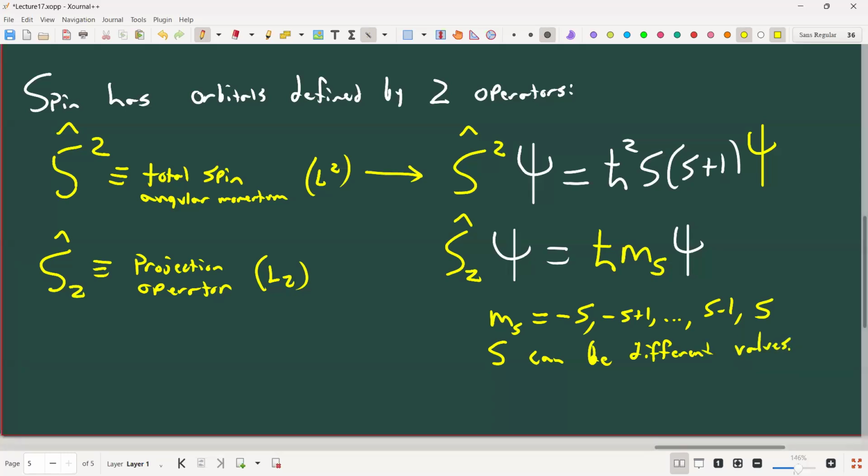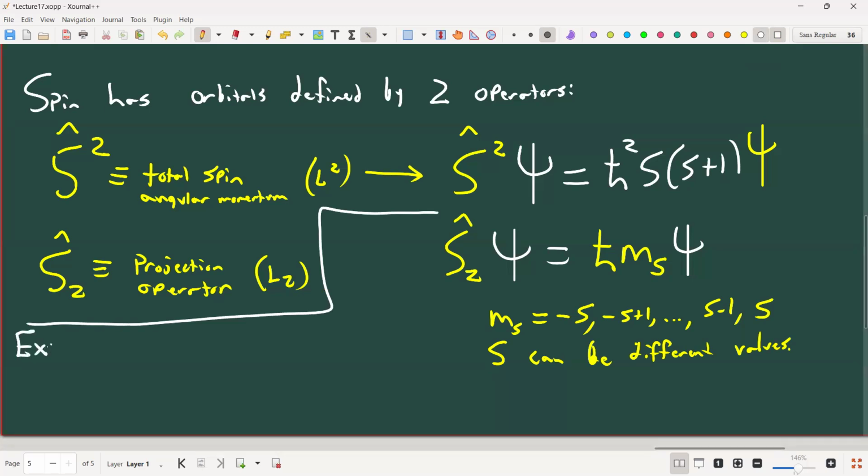All right, let me give you some examples of spin. The electron has spin 1/2. It has what's called fractional spin. It's not an integer, but a half integer. Very interesting. The proton also is spin 1/2.